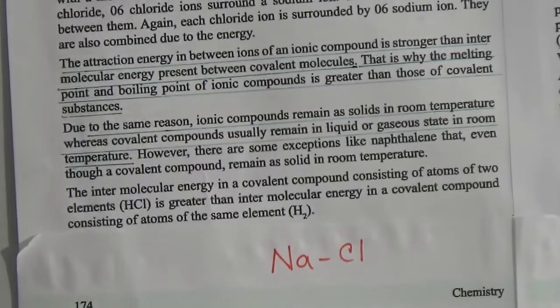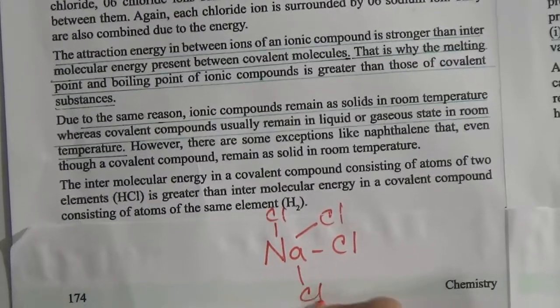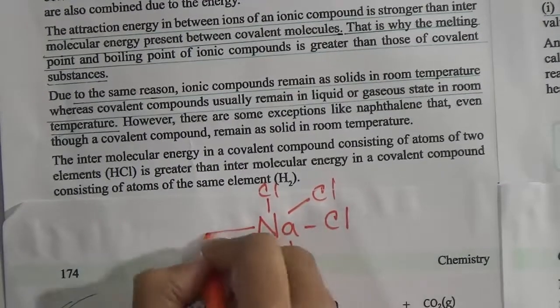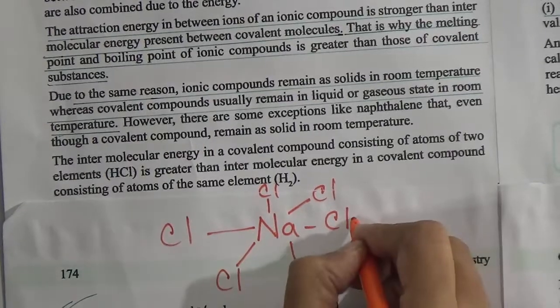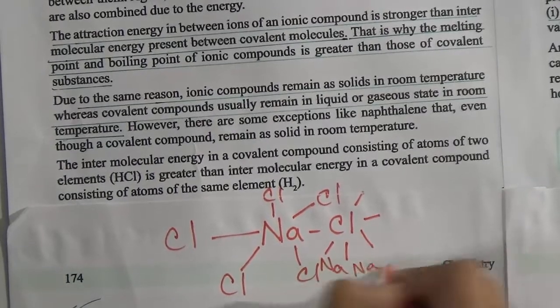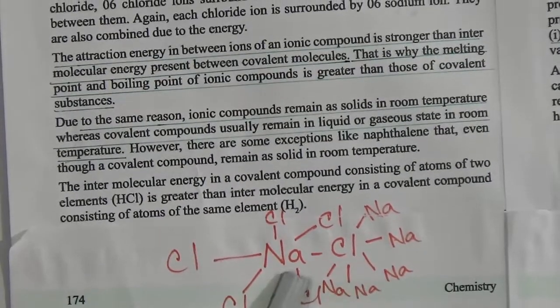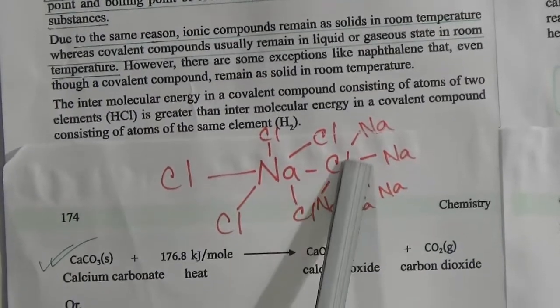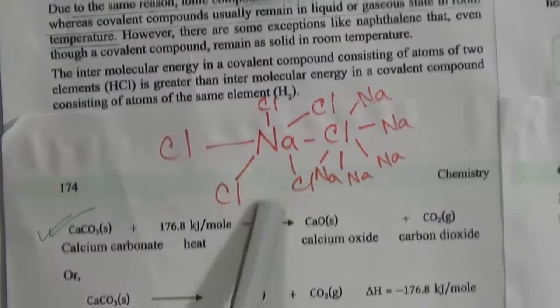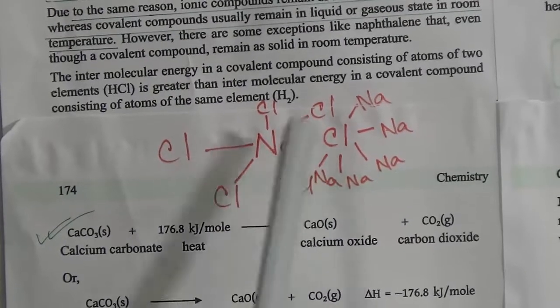there is sodium and chlorine, but in a crystal of sodium chloride, one sodium is surrounded by 6 chloride ions, and one chloride is surrounded by 6 sodium ions. Both are oppositely charged, and that's why their attraction force is very, very strong. So in ionic compounds, the intermolecular attraction energy is more than in covalent compounds, and that's why their boiling and melting points are higher than covalent compounds.